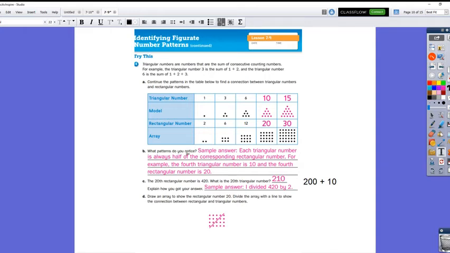What patterns do you notice? This is a sample answer. Each triangular number is always half of the corresponding rectangular number. For example, the fourth triangular number is 10 and the fourth rectangular number is 20. Right, okay, so letter C. Well, I guess I should say, just to reiterate on part B, sorry.